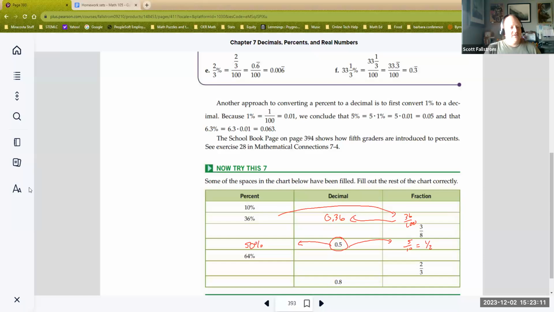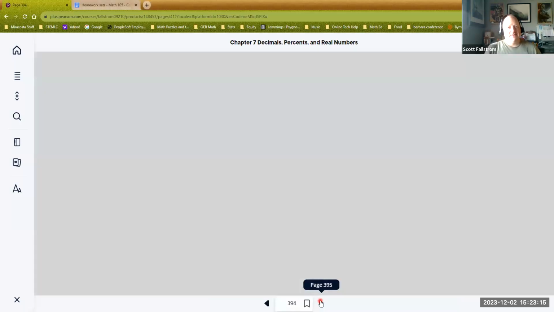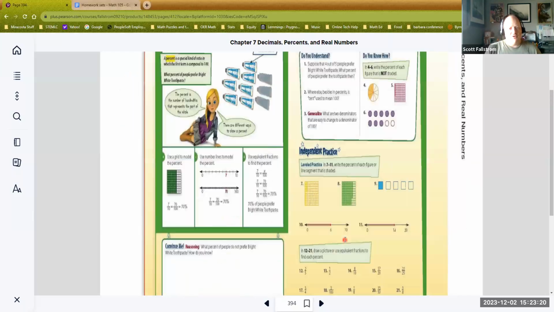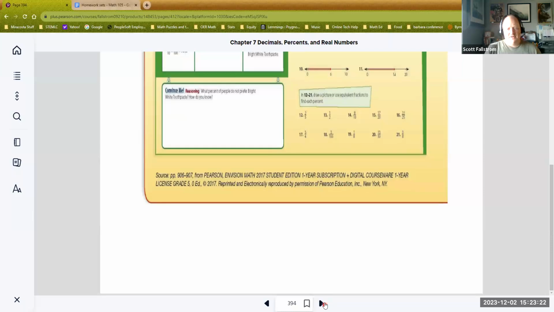All right. So forwards and backwards, kind of good skills to have. Nice little school book page with percents. And let's see here.